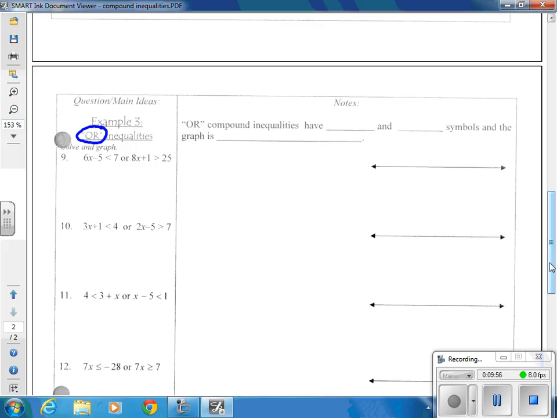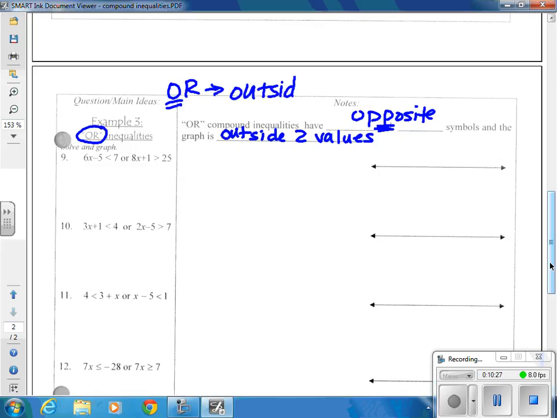With OR inequalities, you're literally solving two separate inequalities, and then you're going to graph your results. Before we do that, though, I'm going to fill in the blanks. OR compound inequalities have, you don't need the word and, you can just write the word opposite symbols. In other words, the two symbols will be in the opposite direction. Okay, and the graph is outside the two values. If you want an easy way to remember that, the word OR starts with an O. The word outside also starts with an O. So if you remember that, you'll remember which way you need to shade your graphs.